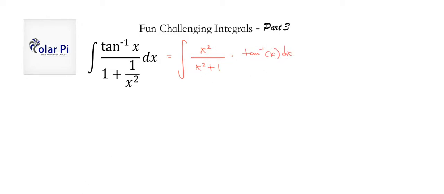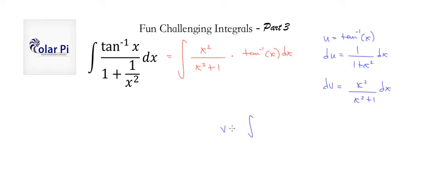Now, what we have to do here is integration by parts. And so we'll pick u to be tan inverse x, and that would mean du is 1 over 1 plus x squared dx. And so then our choice of dv will have to be x squared divided by x squared plus 1 dx. So then v will have to be the integral of what I just wrote, so v equals the integral of x squared divided by x squared plus 1 dx.